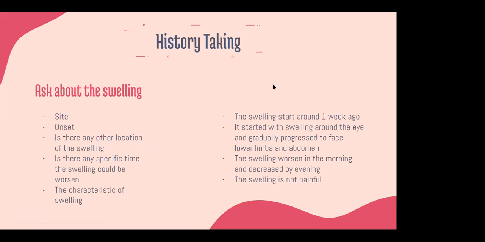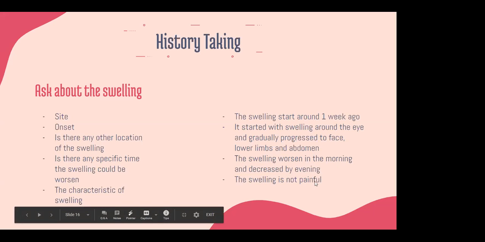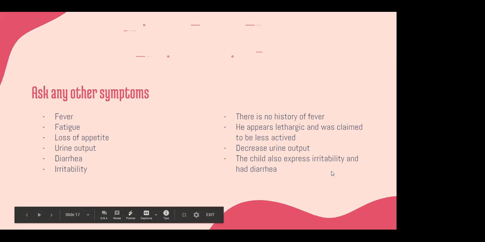So the swelling started around 1 week ago. It started with swelling around the eye and gradually progressed to the face, lower limb, and abdomen. The swelling worsened in the morning and increased by evening. The swelling is not painful.